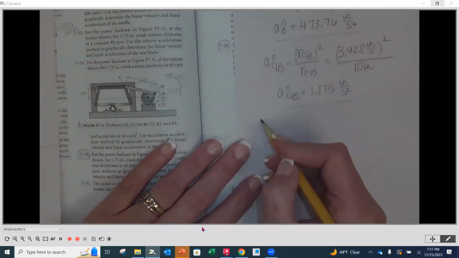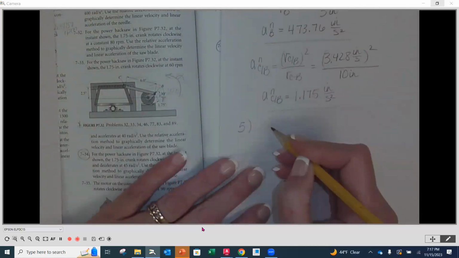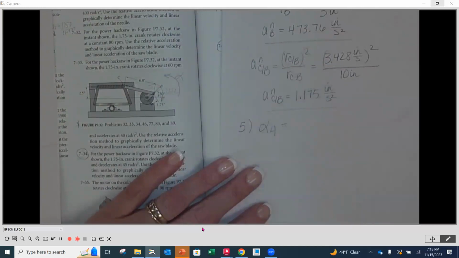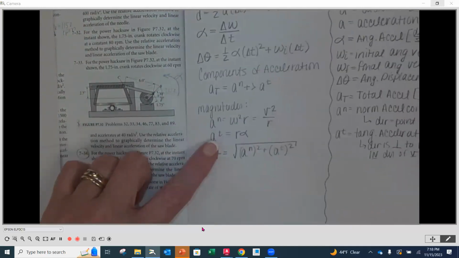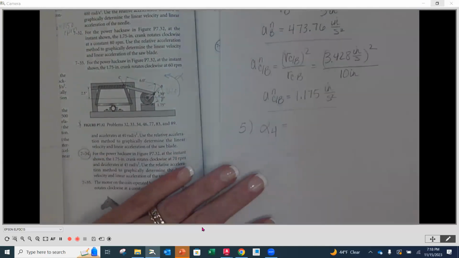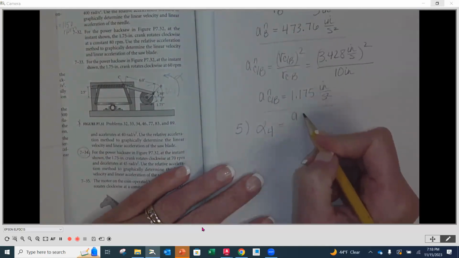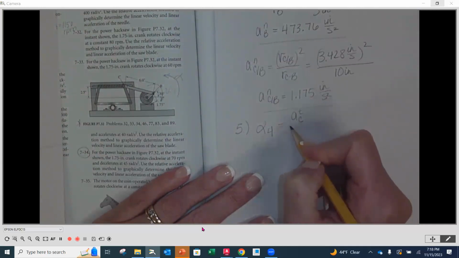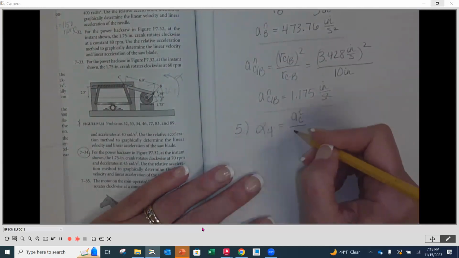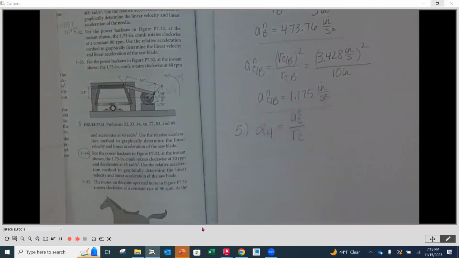So step number 5, angular acceleration of link number 4 is going to be equal to, I'm going to rearrange this equation. Okay, so to get it by itself, I'm going to divide both sides by the radius. So it's going to be the tangential acceleration of point C, because point C is on link number 4, and it's going to be the radius to point C.